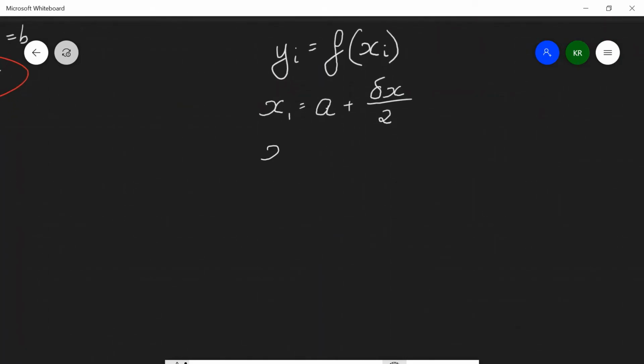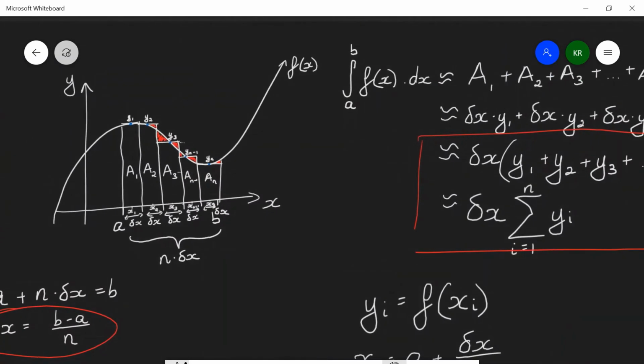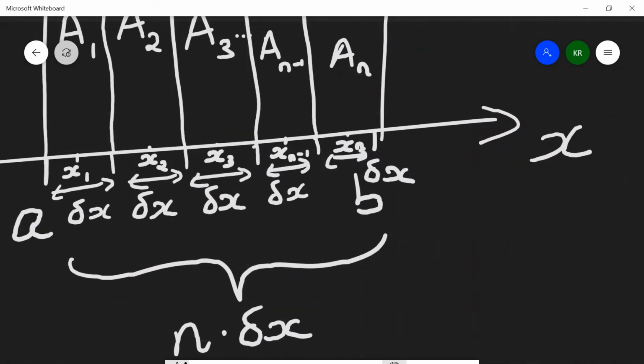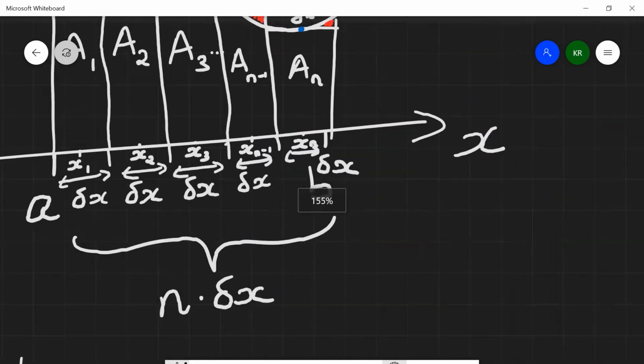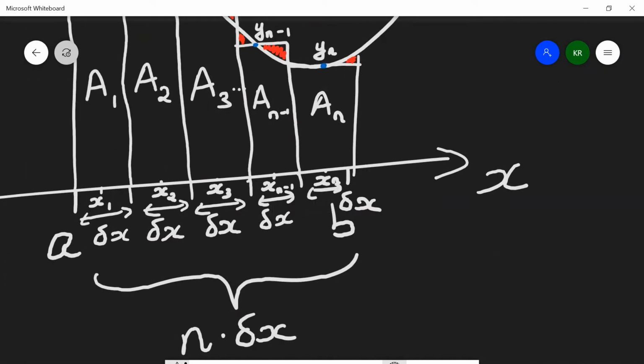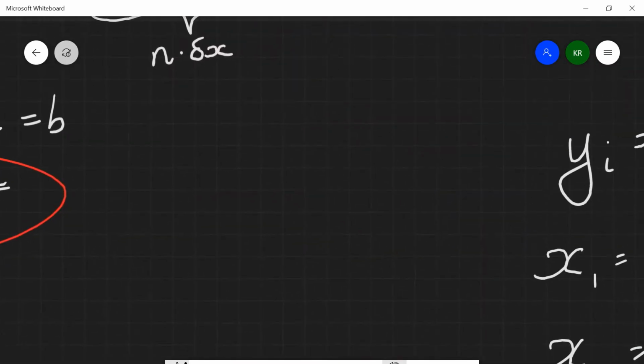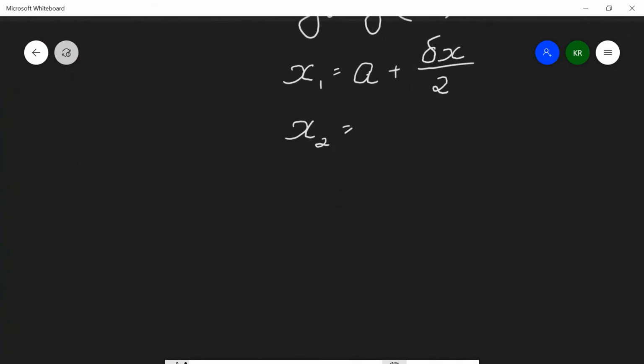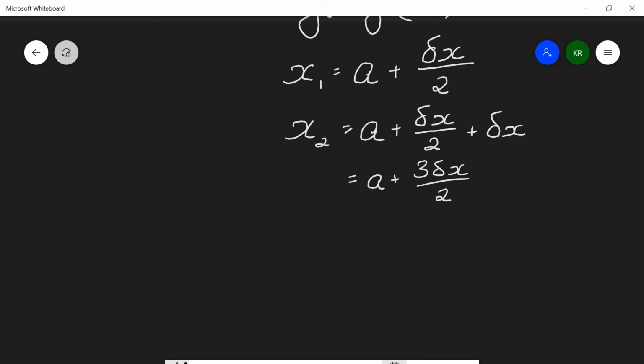Okay, now what's x2? Well, x2 is just going to be a plus dx plus another half dx, right? Or you can think of it as x1 plus delta x, right? I realise I'm using d and delta interchangeably, but just go with it. So x2 is going to be a plus delta x over 2 plus delta x, which is a plus 3 delta x over 2, and it's also x1 plus delta x, right?